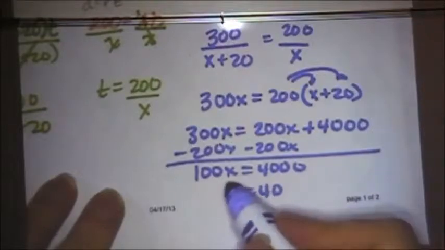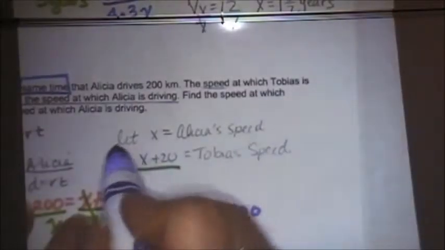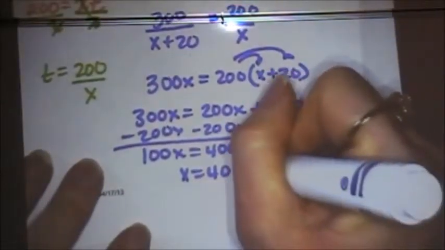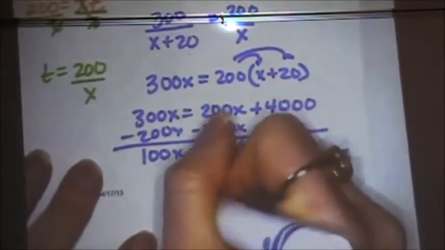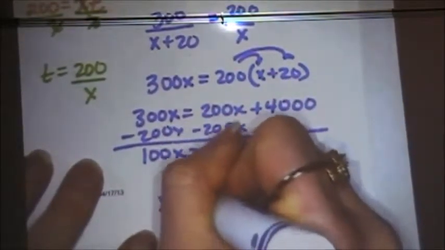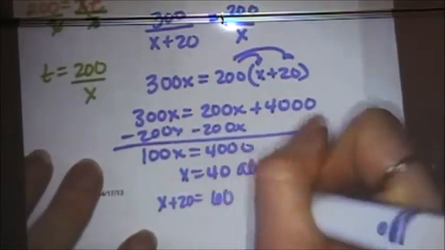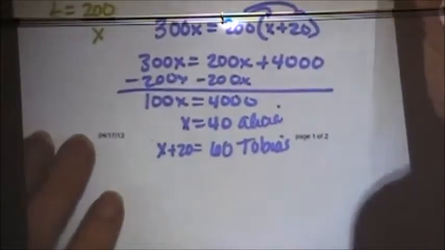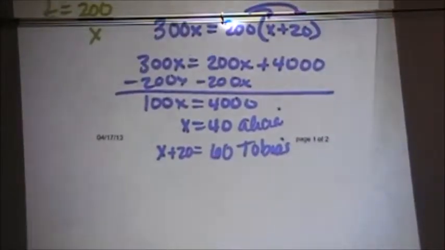Now that, remember, is Alicia's speed. If I need to know Tobias's speed also, so this is Alicia. So x plus 20 is Tobias. So 60 is Tobias's speed. So that one wasn't too bad. Let's try another one.